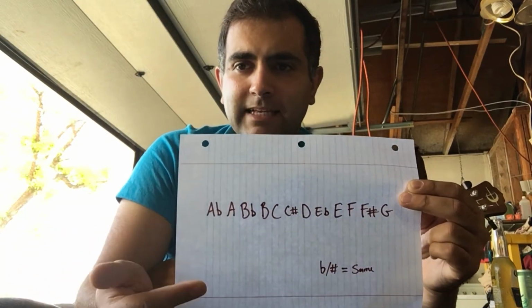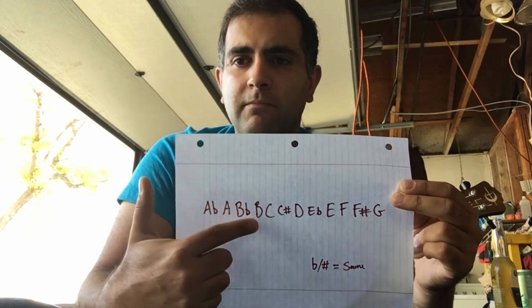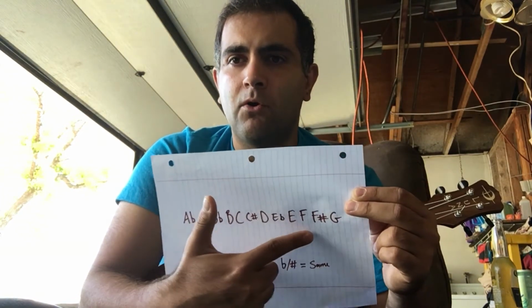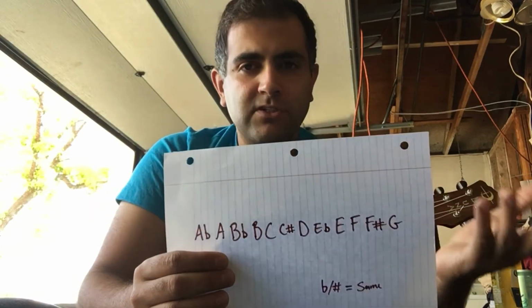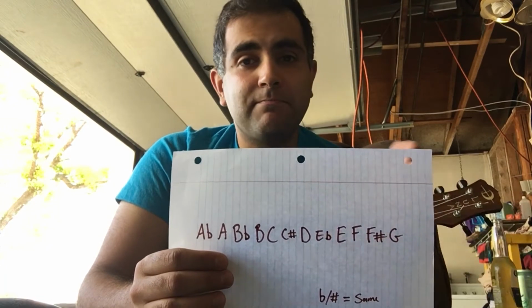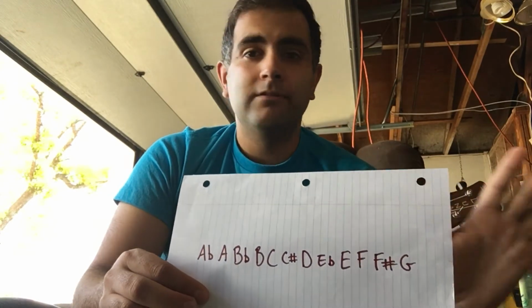Okay, so basically it goes flat or sharp, whole note, flat or sharp, whole note, whole note, flat or sharp, whole note, flat or sharp, whole note, whole note. That pattern repeats. So if you're ever stuck or lost, the easy way to remember it is there are no sharps and flats between B and C and E and F. Practice it, study this, and learn this, because this will help you figure out a whole lot of things later on down the road.